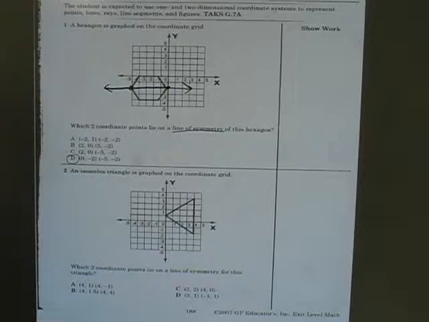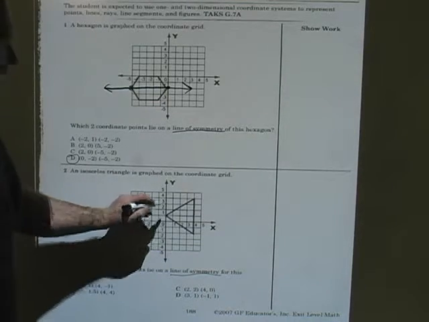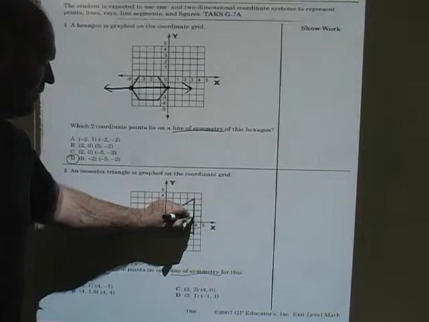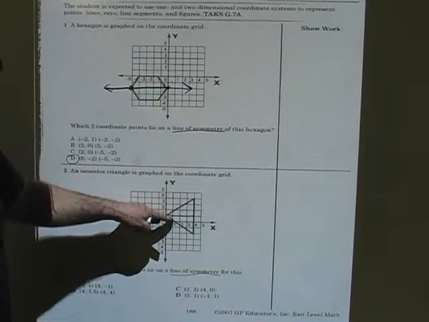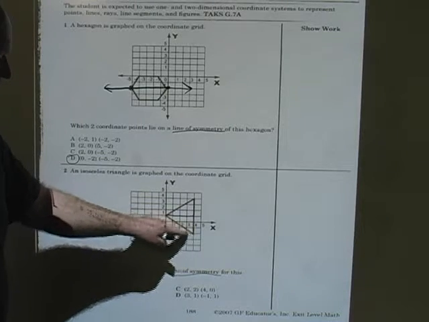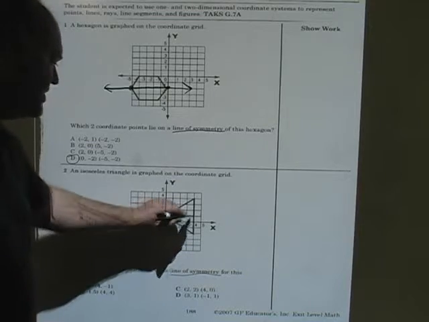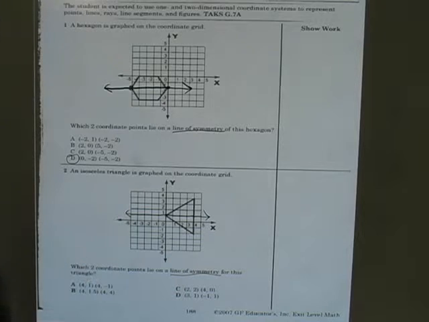Okay, number 2, line of symmetry. The line of symmetry is going to be right here, okay? Because everything up here is reflected across this line of symmetry down here. Once again, our line keeps going both directions. And then you just need to find a point, or a pair of points, that are both on that line.